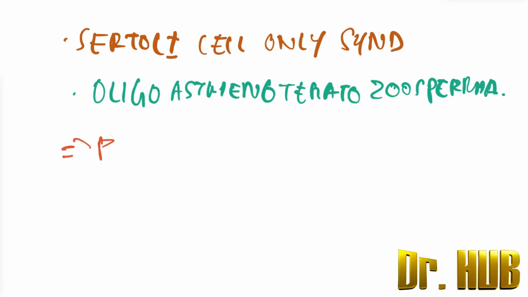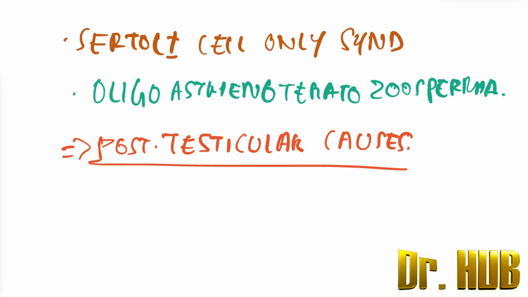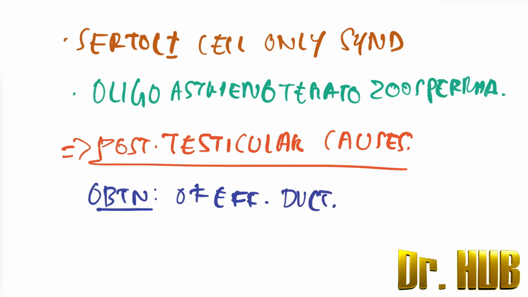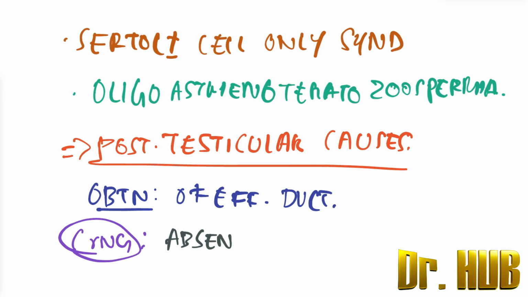Then we look at the post-testicular causes. The post-testicular causes include obstruction of the efferent duct. Obstruction of the efferent duct includes the congenital, where there is absence. There may be absence of the vas deferens, the VD, or Young syndrome.